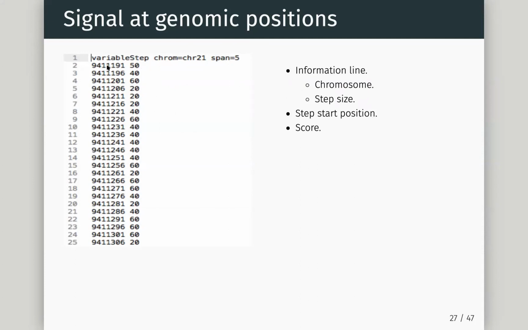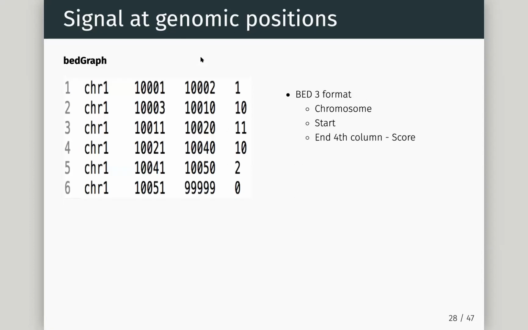Okay, so from this position on chromosome 21 until this position, we have a score of 40, then we have a score, sorry, 50, then we have a score of 40 until this position, and then this. Okay, for the whole length of this particular chromosome, and then you would have another line and another chromosome.